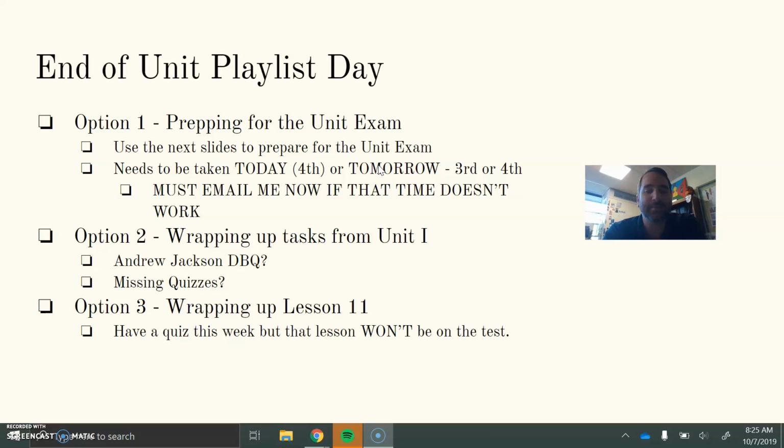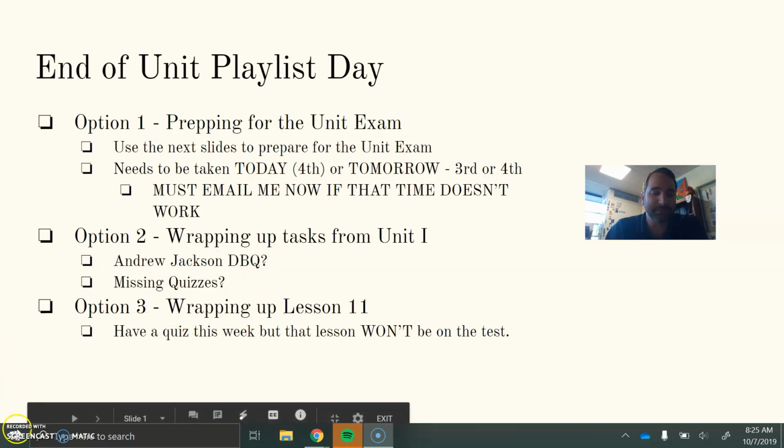Lastly, we have lesson 11 on the beginning of Reconstruction after the Civil War. There is a quiz this week, so go ahead and do your notes, but none of that material will be on the test.